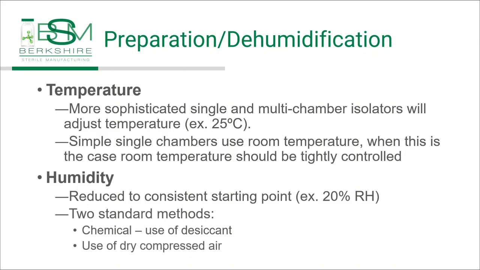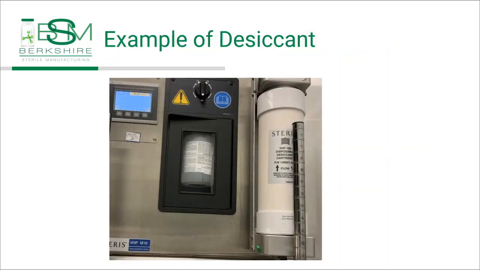Two standard methods of reducing the humidity are to use a chemical desiccant or dry compressed air. And here's an example of a desiccant. This is, again, Steris M10 VHP equipment. This is the desiccant cartridge right here. This is a disposable one. It can be used once or twice and then disposed of. We also have regenerated ones that we can use in here as well. This right here is a bottle of hydrogen peroxide that's been put onto the system.